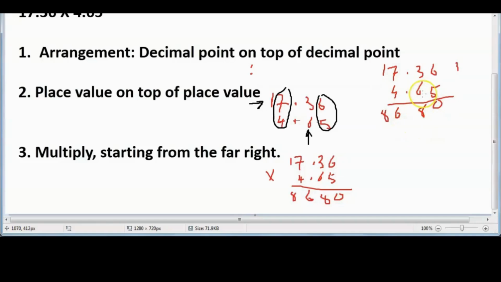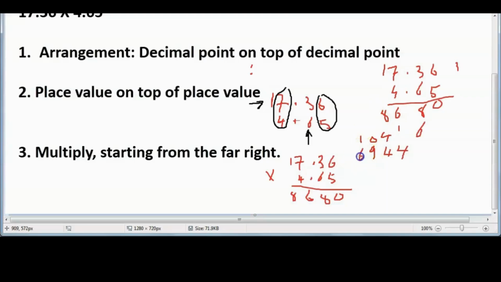Then we go to 6. Multiplication is done by taking each digit of the lower figures and multiplying it by each digit of the upper figures, just like in opening brackets. So for 6, we're gonna have 6 times 6, 36. 6, carry 3. 6 times 3, 18, plus 3, 21. 1, carry 2. 6 times 7, 42, plus 2, 44. 4, carry 4. 6 times 1, 6, plus 4, 10.